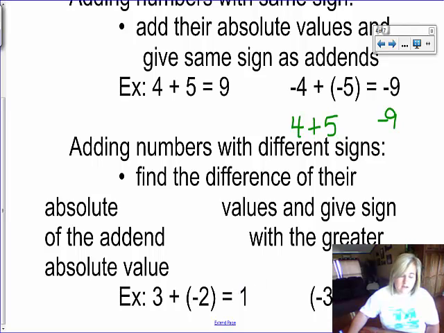Over here we do the same thing. Negative 3 has an absolute value of 3. 2 has an absolute value of 2. Since they're opposite signs, we're going to take the difference or subtract them. I have 3 minus 2 is 1. But once again, negative 3 has a greater absolute value than 2. So this 3 is negative, which means our answer is negative.